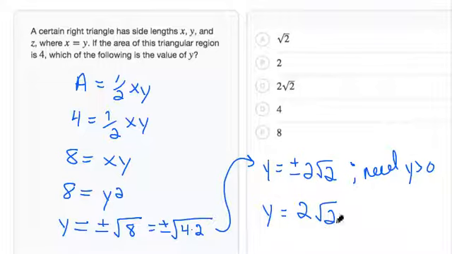We could also reason out that y has to be positive because we're not given any negative answer choices. So even if we arrive at this and then look to pick an answer choice, all of them are positive. So we would pick the positive version, which would be answer choice C.